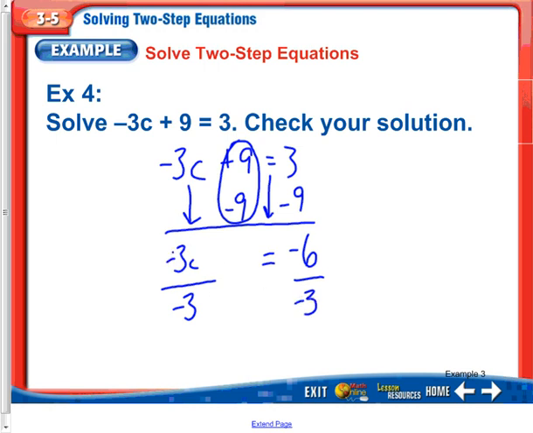So the negatives here will cancel. The 3's will cancel. I'll be left with c equals, and the negatives cancel, and 6 divided by 3 is 2. So I actually have a positive 2, which we know because a negative divided by a negative is a positive. So when we check our answer in the original problem, negative 3 times 2 is negative 6. And negative 6 plus 9, so I owe 6 and I have 9, means I have 3. So that does work.